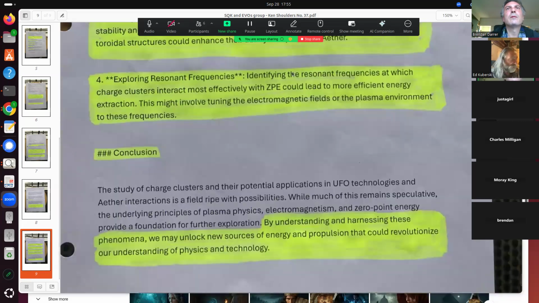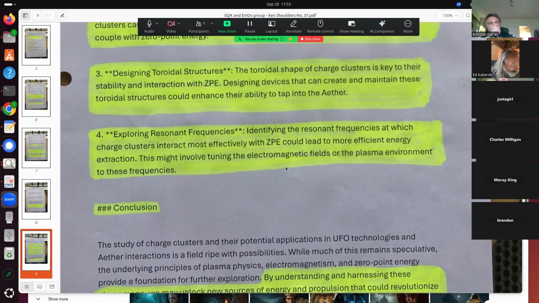Thank you, Brandon. I was just going to comment that number 4, exploring resonant frequencies, identifying the resonant frequencies at which charge clusters interact most effectively with the zero point, could lead to more efficient energy extraction. This might involve tuning the electromagnetic fields or the plasma environment to these frequencies. This is something that Dr. James Schwartz, I think, is doing in the Flux Power Generator.